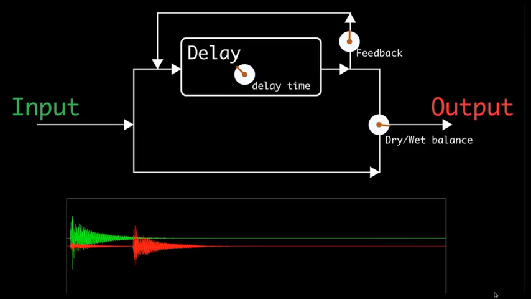Let's see the effect of feedback. Now, we get a series of repeats. If I lower the delay time down, those repeats will be closer together. If I increase feedback, those series of delays will continue on for a very long time.